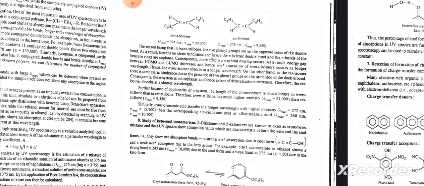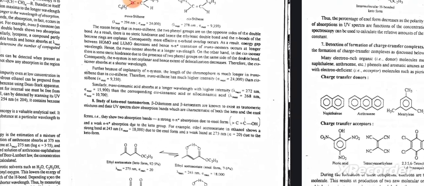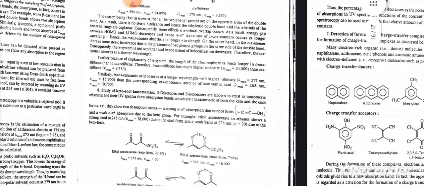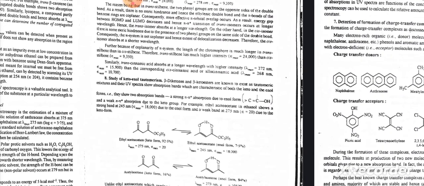The reason being that in trans stilbene, the two phenyl groups are on opposite sides of the double bond. As a result, there is no steric hindrance, and the ethylenic double bond and the pi bonds of the benzene rings are coplanar. Consequently, more effective pi orbital overlap occurs. As a result, the energy gap between HOMO and LUMO decreases, and hence the pi to pi star transition of the trans isomer occurs at longer wavelength. Hence, the trans isomer absorbs at longer wavelength.